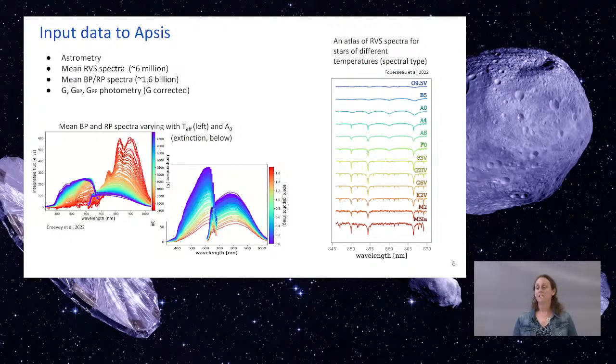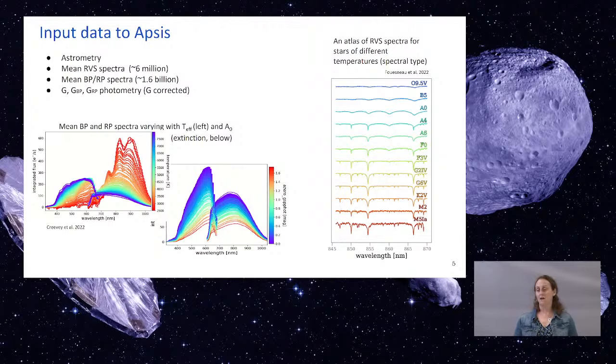So the input data to Apsis comprises the astrometry, but also the spectra, but it's the mean RVS spectra. So we have results on primarily 6 million sources from the RVS spectra, and the mean BP/RP spectra for a total of 1.6 billion sources. We also use the mean photometry. We note that the G magnitude has been corrected as recommended in EDR3. I would just like to make a point that this is the mean photometry, so if your source is extremely variable, you should take this into account before using the parameters.